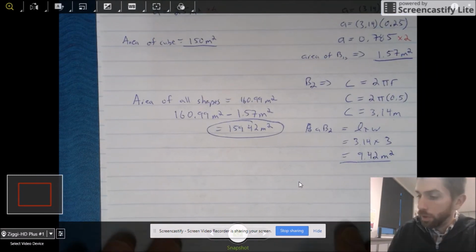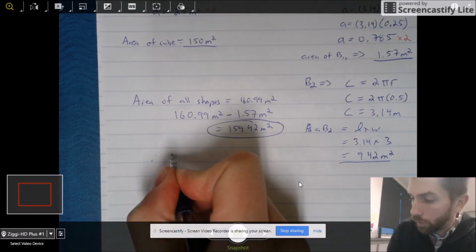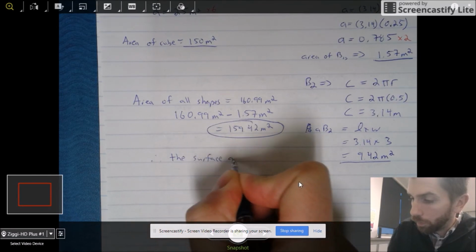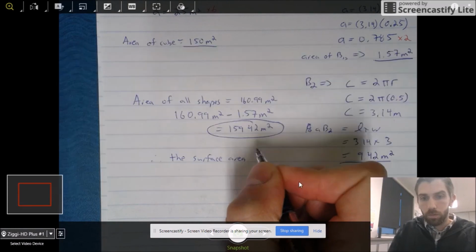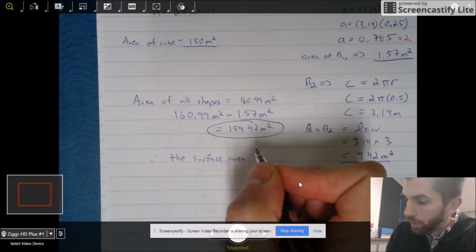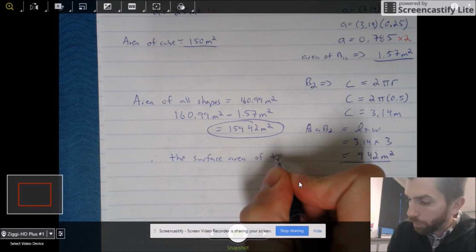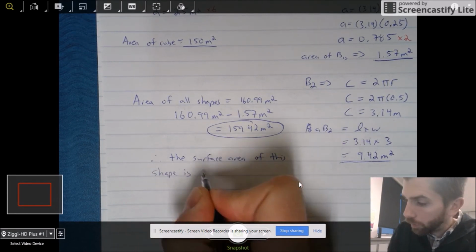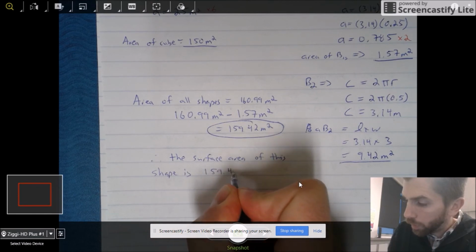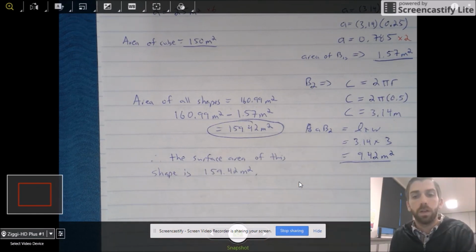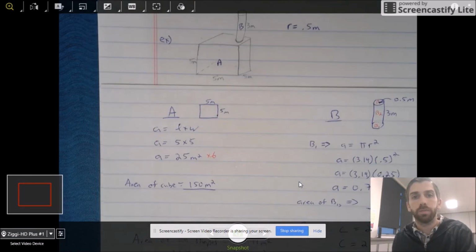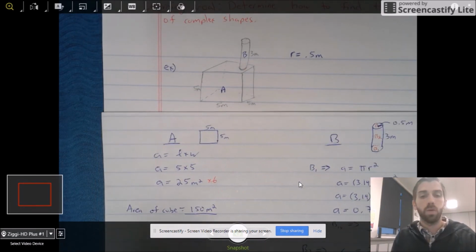It wasn't high enough. Therefore, the surface area of this shape is 159.42 meters squared. And then you're finished. So that is how you find the surface area of a complex object such as this one. Please let me know if you have any questions.